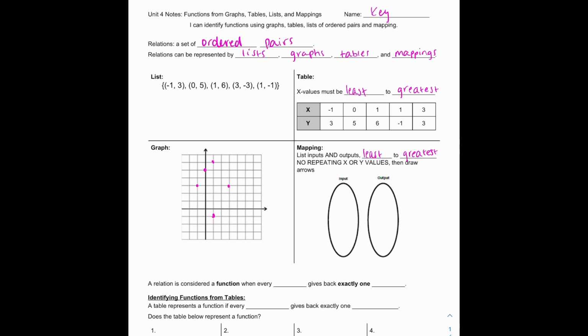You'll simply write any of those repeating x or y values once and then draw arrows to connect them. So I'll go ahead and write my inputs in. Looking at my table, I have -1, 0, and then here I see that +1 is listed twice, so we'll just write it once, and then +3. For output, same thing, you write it in order from least to greatest. So starting with -1, +3 is written twice, so I only need to include it once, 5, and then 6. And then I'll use my table to draw my arrows from input to output.